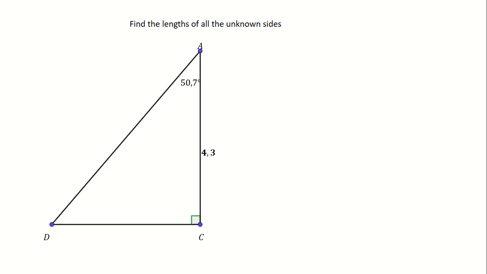Example 4. In this example, I can only use tan or cos, the only two ratios that have adjacent. Let me see if this is the example where I used cos first. Yes, it is. So cos will be adjacent over my hypotenuse.